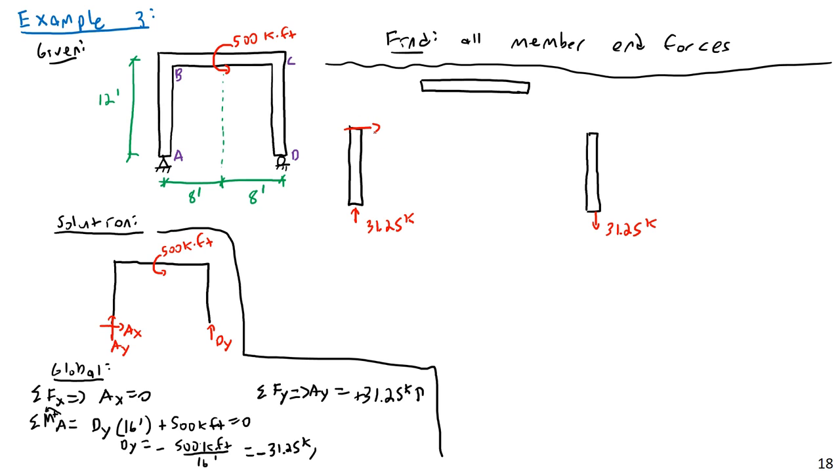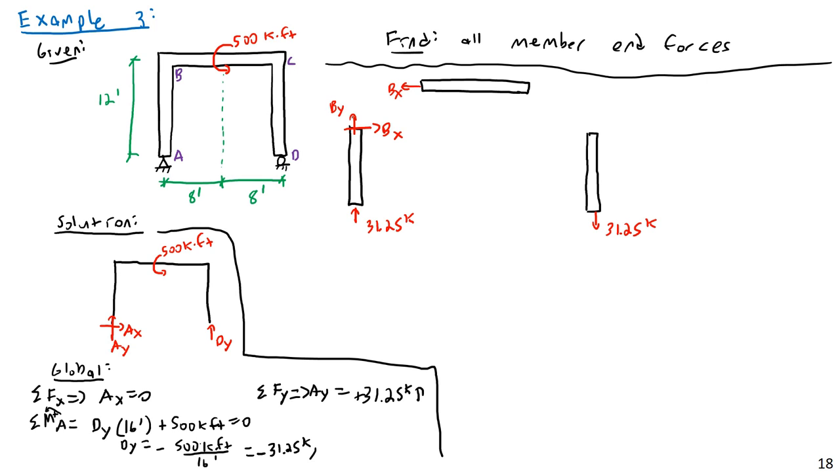Then I will have a BX to the right here, although again, I'm just guessing whether it's to the right or to the left. Then a BX to the left on the other side if this was to the right. Then a BY that I'm just going to say is upward, again completely arbitrary, and an MB. And then equal and opposite, I'll have a downward BY and a MB here. This would be a clockwise MB.